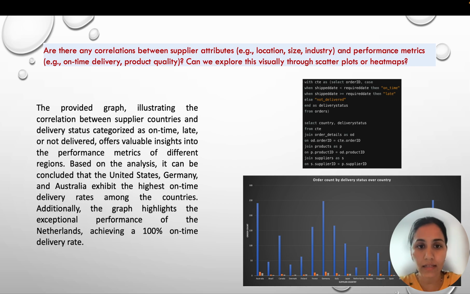From this data set, after visualization, we can see that the USA, Germany, and Australia give us a higher percentage of on-time delivery than the other countries. But the Netherlands gives us 100% on-time deliveries, so we can give the best supplier rating to the Netherlands.